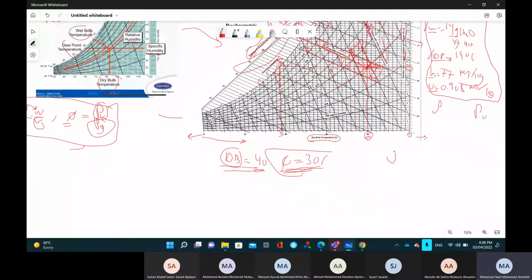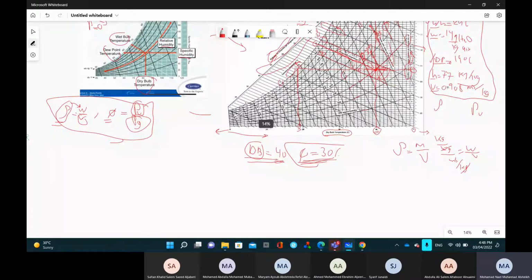So we know that the density is mass over volume from the basic principles. And here the humidity ratio is basically representing the mass of H2O over the mass of air. And the specific volume that we found is meter cube per kilogram air. So cancelling out these two, we will find the density of the wet air, which can be calculated from the humidity ratio over the v.